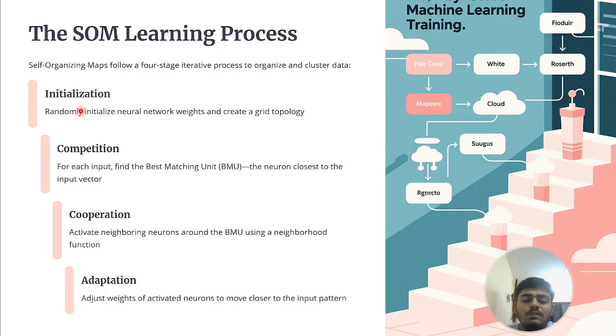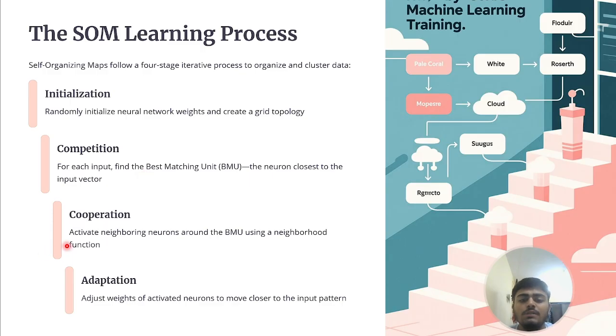There are four stages in the learning process. First is the initialization stage. At the start, all the neurons are given random weight values and a grid of neurons is created. In the competition phase, for every new input, all neurons compete to find which one is most similar to the input. The neuron that is closest to the input is the best matching unit, or the BMU.